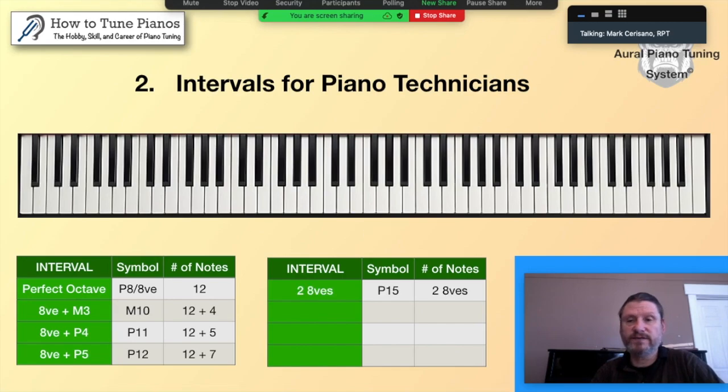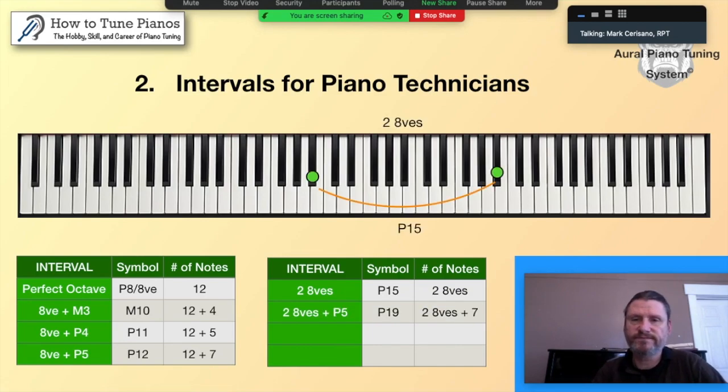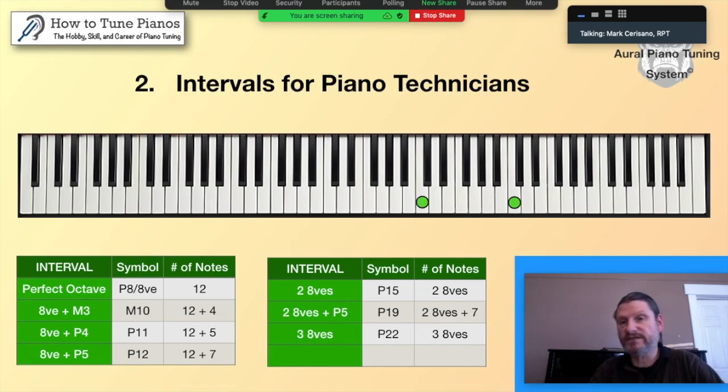And a 15th, a perfect 15th is just 2 octaves. A 19th is 2 octaves and a fifth. And the 22nd, the perfect 22nd is just 3 octaves. So there's the 22nd.